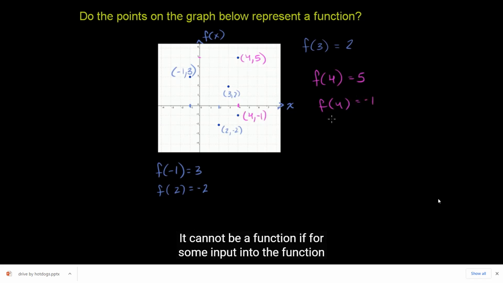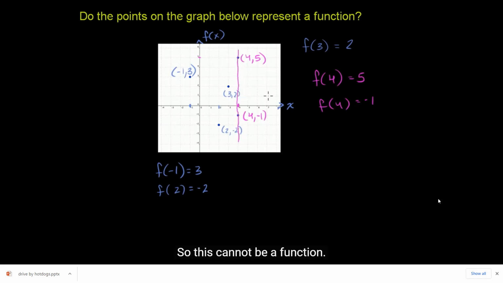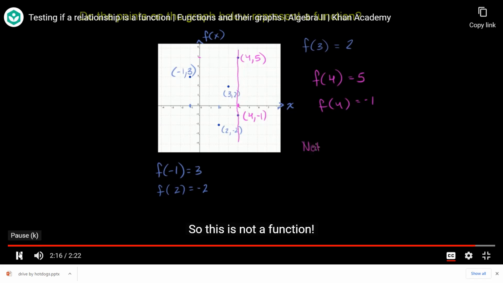It cannot be a function if for some input into the function, you could give me 2 different values. And you can see that right here. An easy test is to just see, look, for one value, I have 2 points for this relation. So this cannot be a function. So this is not a function.